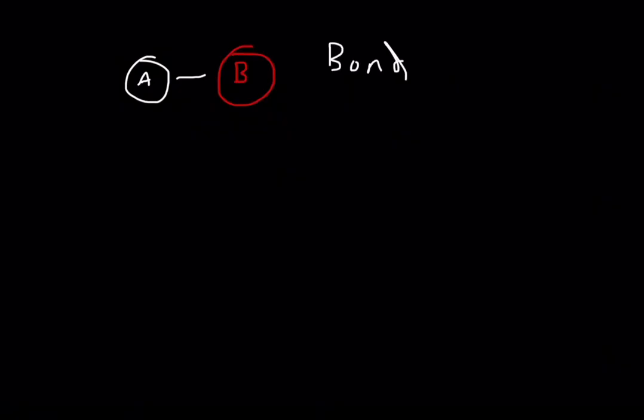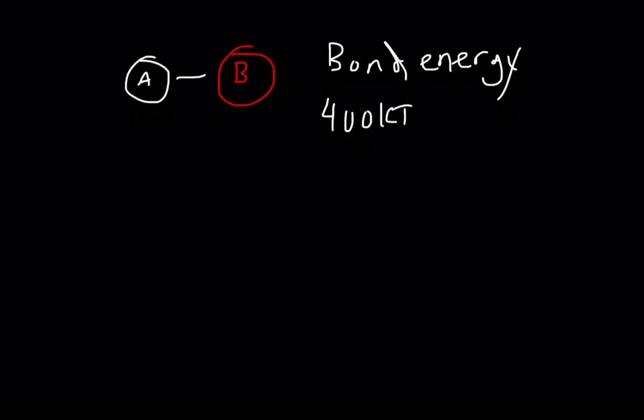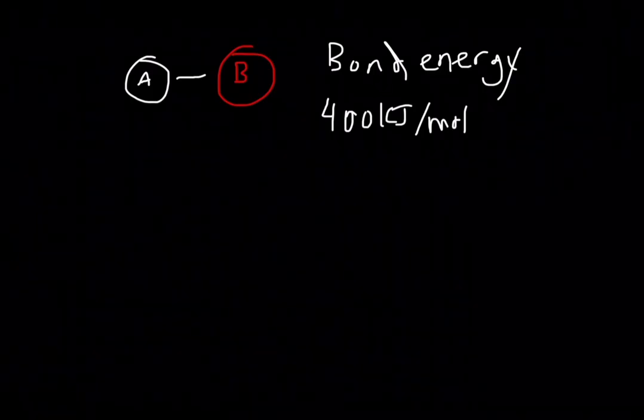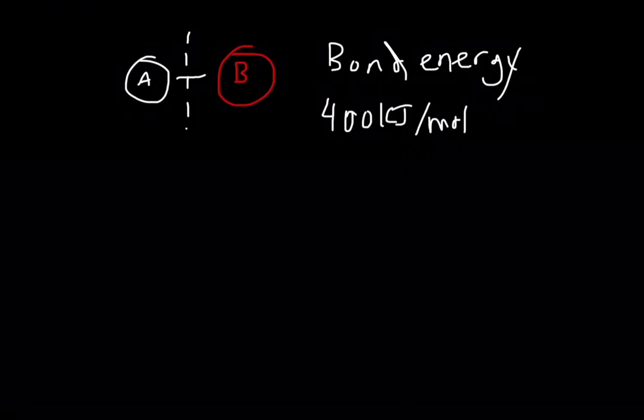I have a molecule A, and then I have a molecule B, and there's a bond here. And its bond energy is, let's say, 400 kilojoule per mole. What this means is that to break 1 mole of this bond right there, it will cost 400 kilojoule. That's all it means. Kilojoule, remember, is a unit of energy, and mole is a quantity.